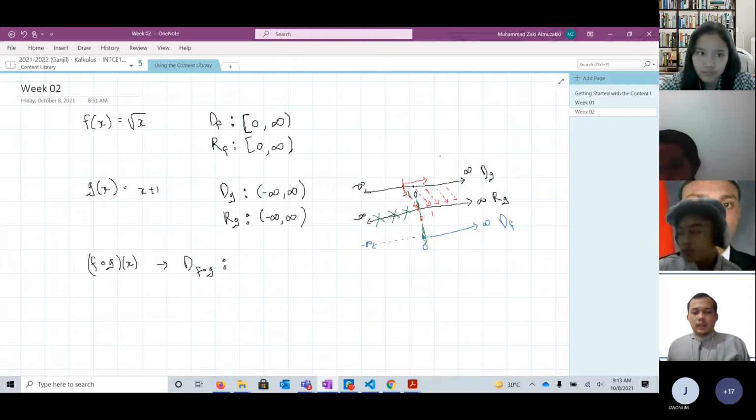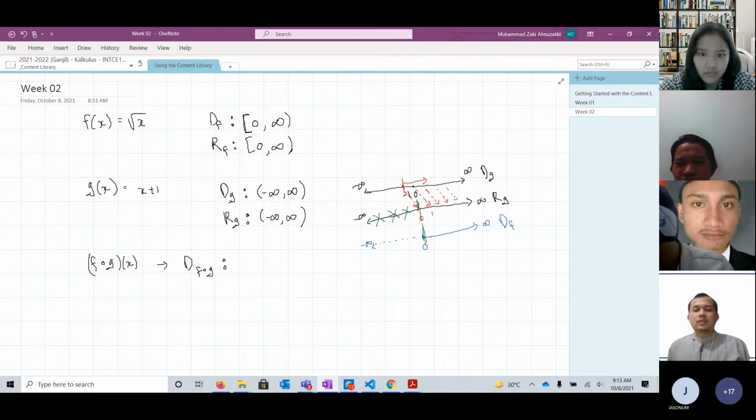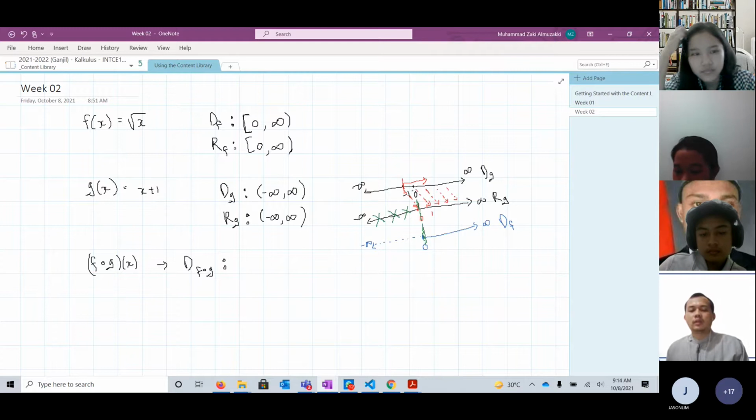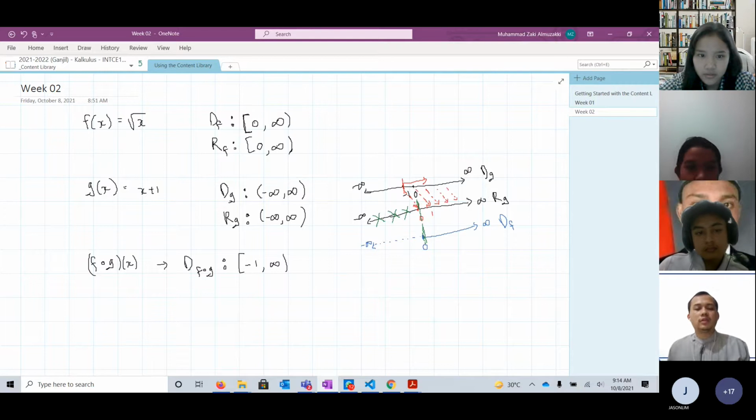Anyway, in this case, we have that the domain of f is from 0 to infinity. So we need to only take the range of g from 0 to infinity. So the domain of g such that g of x is from 0 to infinity is only from -1 to infinity. In this case, the domain of f composed with g is now from -1 to infinity. It's not minus infinity to infinity. It is also not from 0 to infinity. Understood?